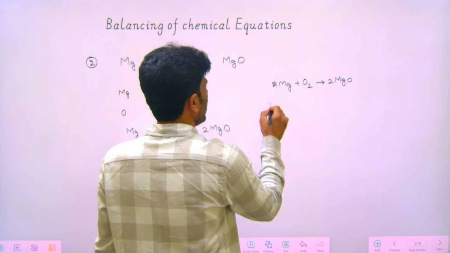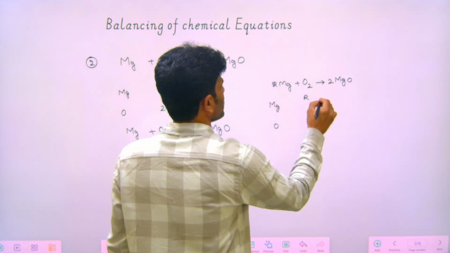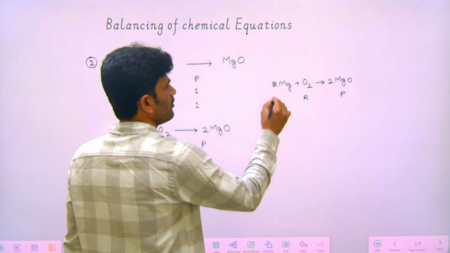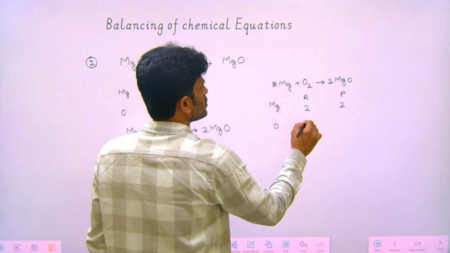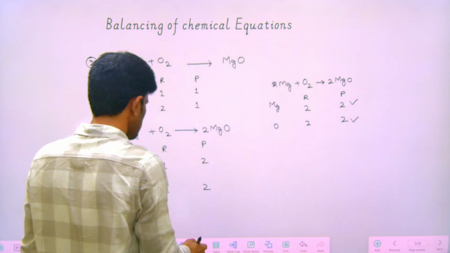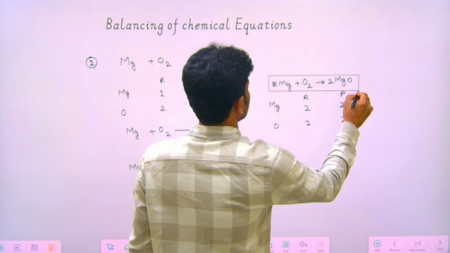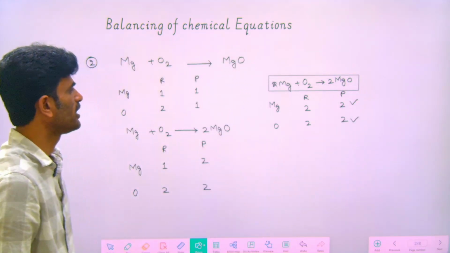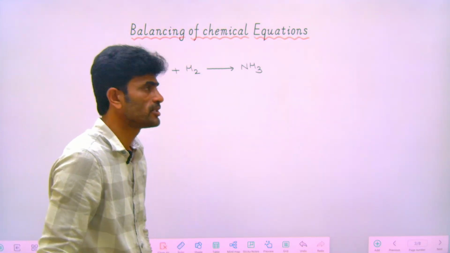If you see magnesium and oxygen on reactant side and product side, magnesiums 2, there also magnesiums 2. Here oxygens 2, here also oxygens 2. So magnesiums are balanced, oxygens are balanced. So this is the final balanced equation of the given equation. Hope you understood this also. Now let us see this equation.